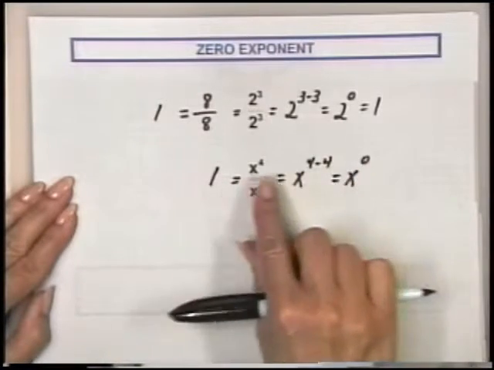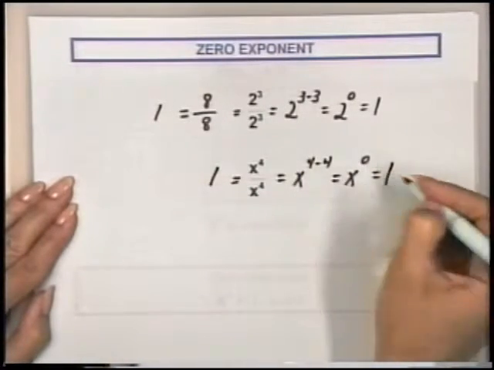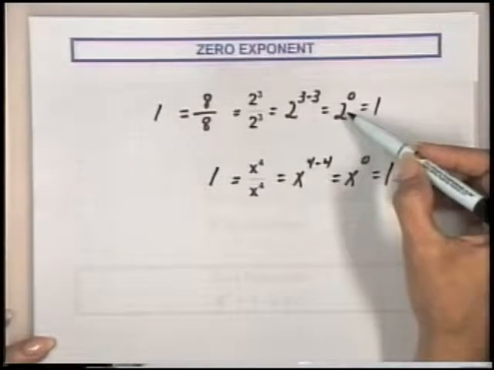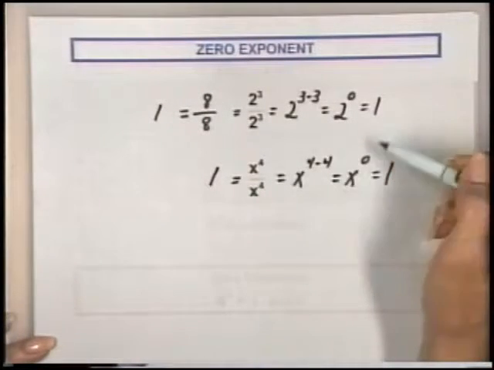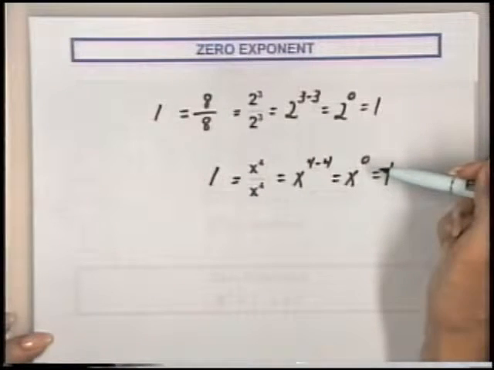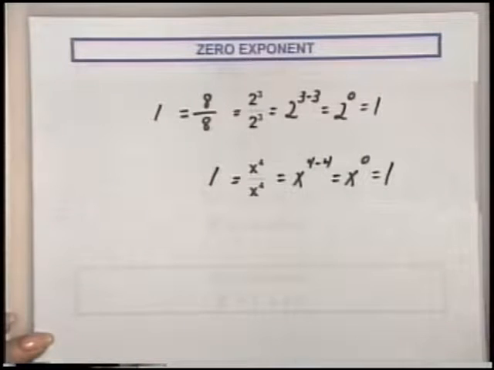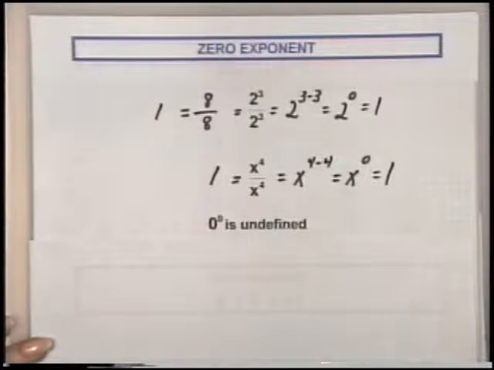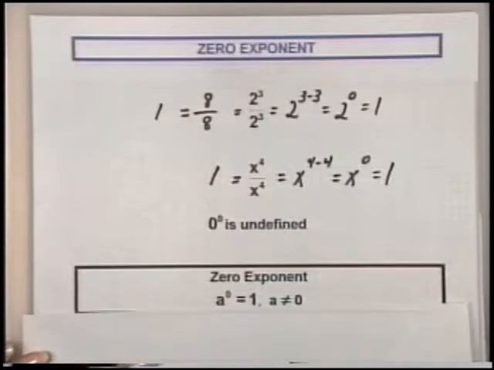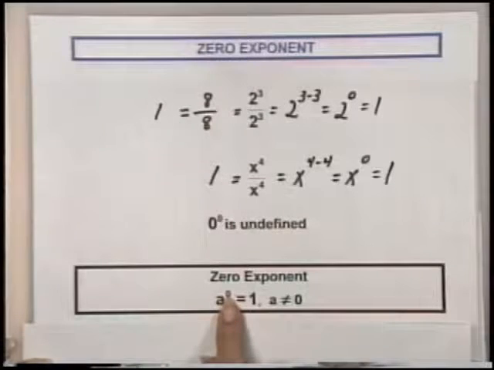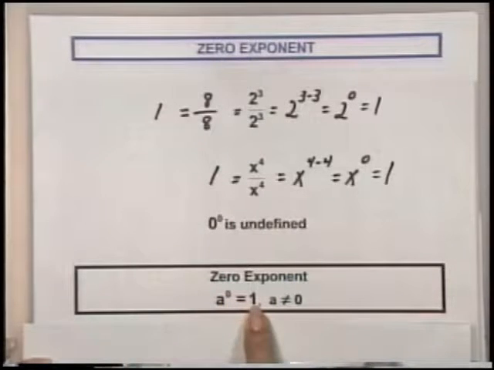Notice, x to the 0 is equal to 1. Any real number or any quantity raised to the 0 power, except 0 to the 0 power, is equal to 1. 0 to the 0 is undefined. For our definition of zero exponent, we say a to the 0 is equal to 1, a does not equal 0.